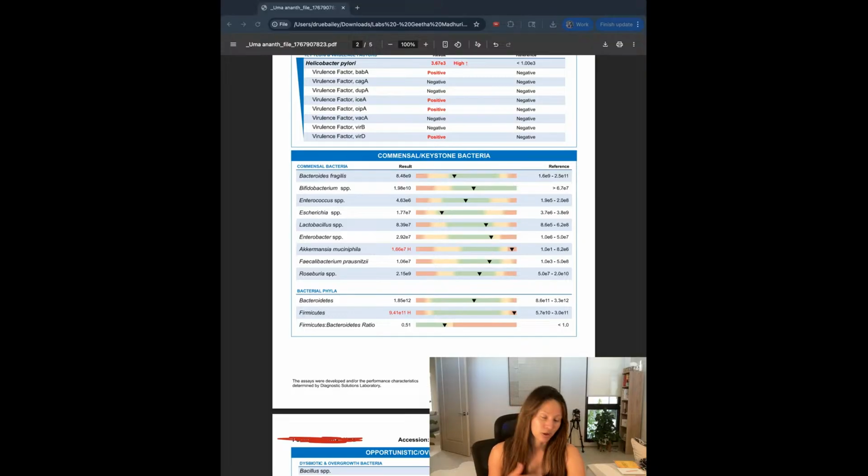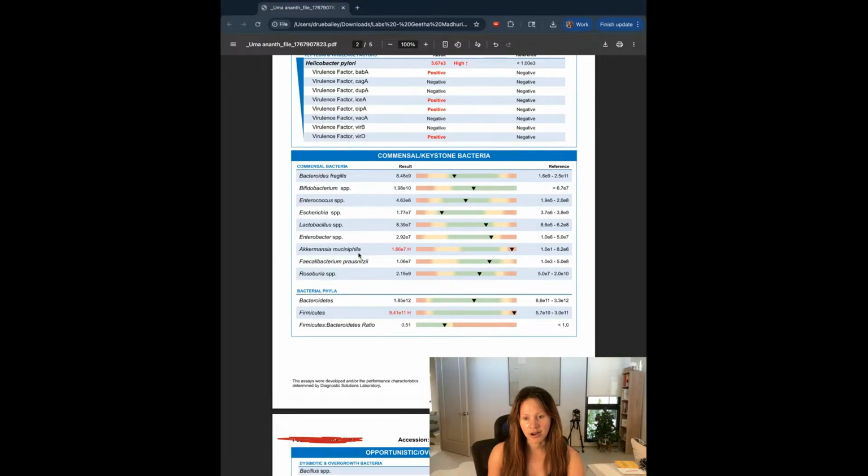So they help with producing what's called short chain fatty acids, which is our butyrate, propionate, succinate as well. Those are like the three main short chain fatty acids being produced, and it really helps significantly lower inflammation. So that's one of the biggest things that we're looking at right here. And we do see that her commensal balance is overall decent.